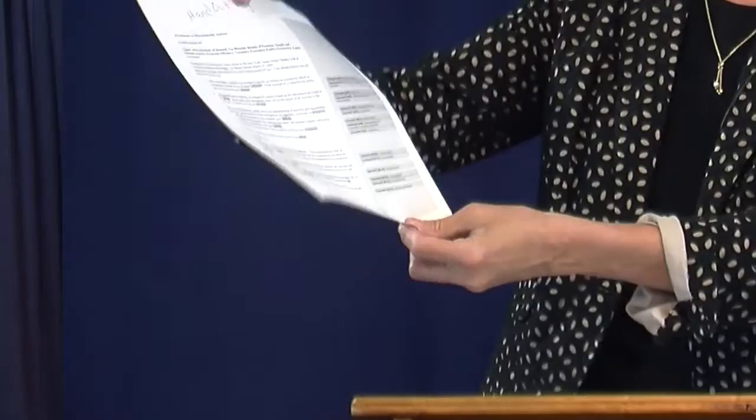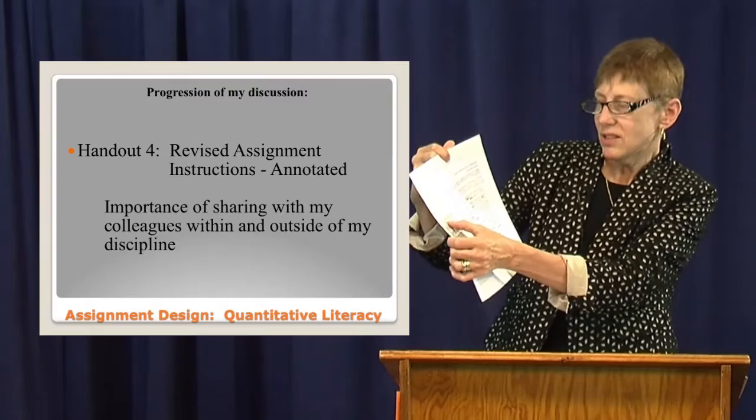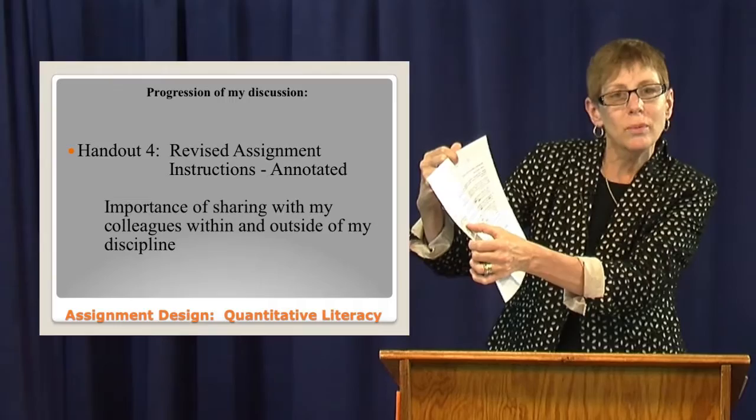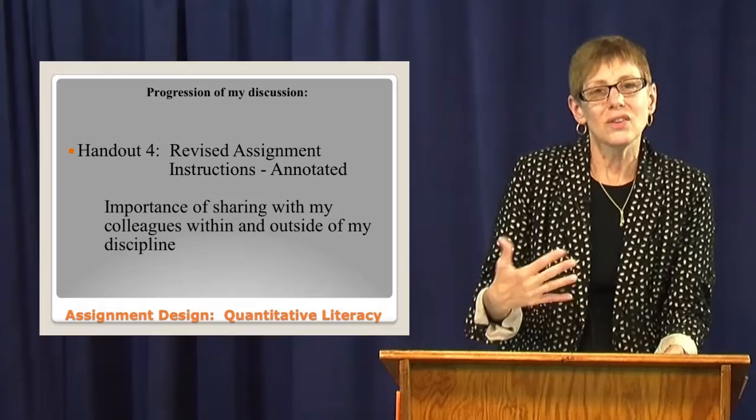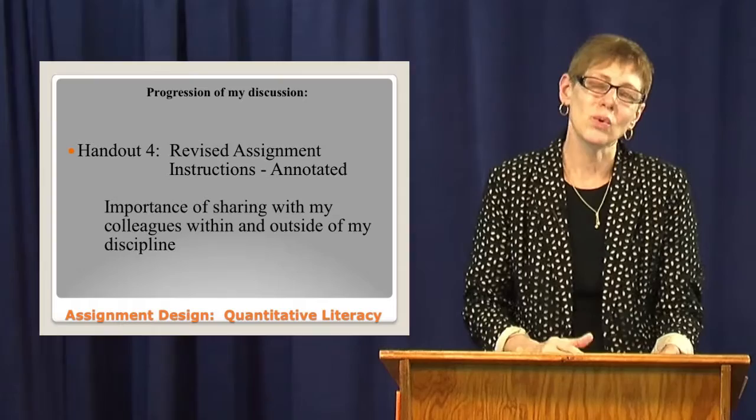If you look at handout number 4, you'll see in the side the annotations where I note, right here is where I'm really asking them to apply and analyze. Here's another place where I'm asking them to address assumptions. So I go through all of the VALUE rubric dimensions, and I made some adjustments in that assignment so that I believe it addresses all of the criteria or dimensions within the quantitative literacy rubric.